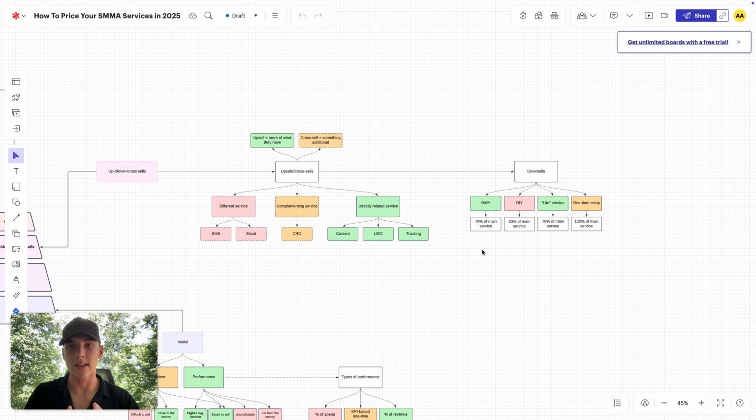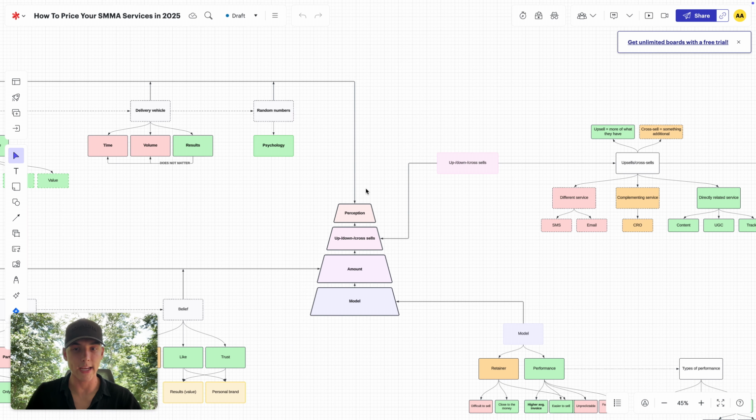You don't need them in the beginning. Focus on your main offer, and once you begin building up some clients and you begin building up a pipeline that is not closing on your main offer, you can begin implementing these other types of offers in your agency.